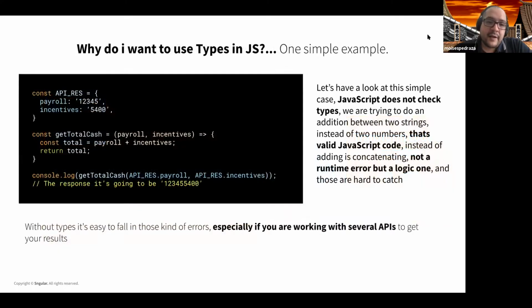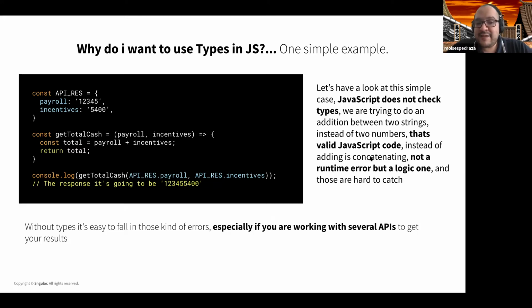Now, why do we want to use TypeScript in JavaScript? This is a pretty common use case. Usually when you are creating applications with JavaScript, you will be dealing with a lot of API calls. Usually you will have an object. In this case, we are creating a small function that accepts two parameters, the payroll and the incentives. We are getting those from the API. The only thing this function does is return the sum of payroll and incentives.